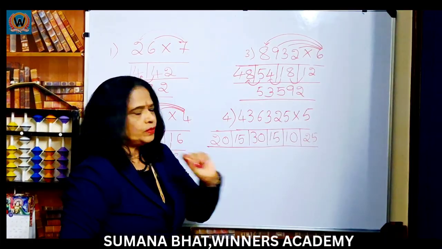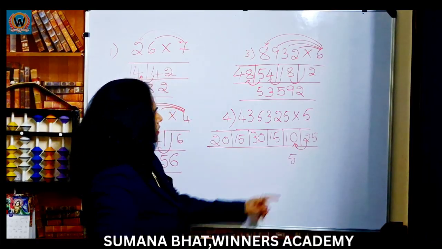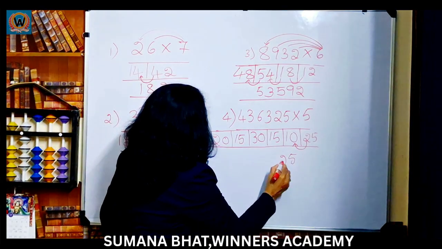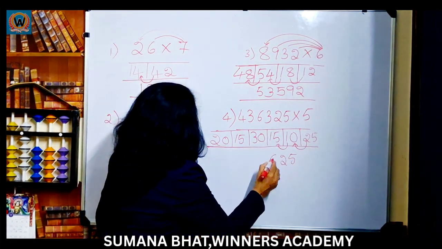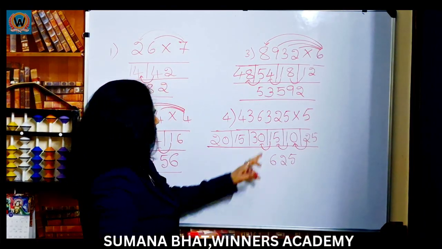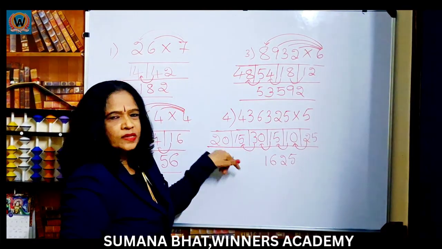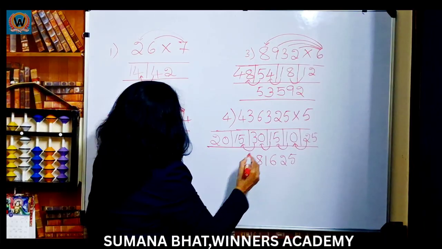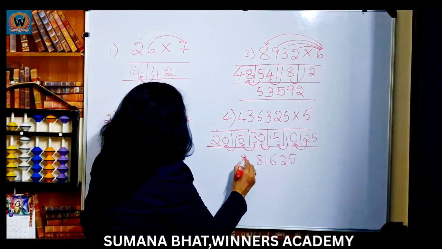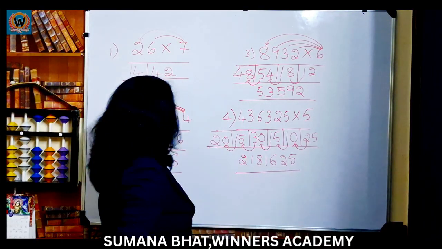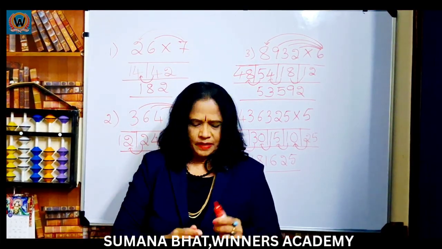Now see how to write the final answer. The last number's units place number we should write as it is. The tens place you add to the next. 2 plus 0, 2. This 1 you add to the next number. 1 plus 5 is 6. This 1 you add to the next number. 1 plus 0, that is 1. Add this 3 to the next number. 3 plus 5 is 8, and add this to the next. So it is the last number, 20 plus 1 we can write, that is 21. This is the answer. In this way, very easily we can use this trick and do the multiplication very easily.